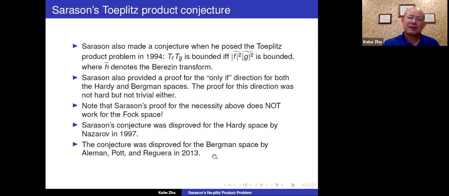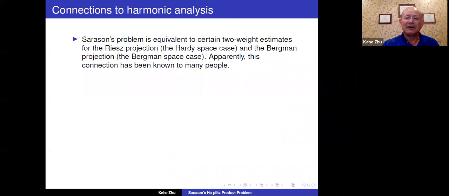So it looks like for the Hardy space and the Bergman space, the conjecture is definitely false. But of course, the problem is still open. Exactly when this operator is bounded, I want to say right away, the problem is still open for the Hardy space and for the Bergman space. The way that those two counterexamples were constructed was based on ideas from harmonic analysis. It turns out Sarason's problem was equivalent to certain two-weight estimates for the Riesz projection in the case of the Hardy space, and also a two-weight estimate for the Bergman projection in the case of the Bergman space.